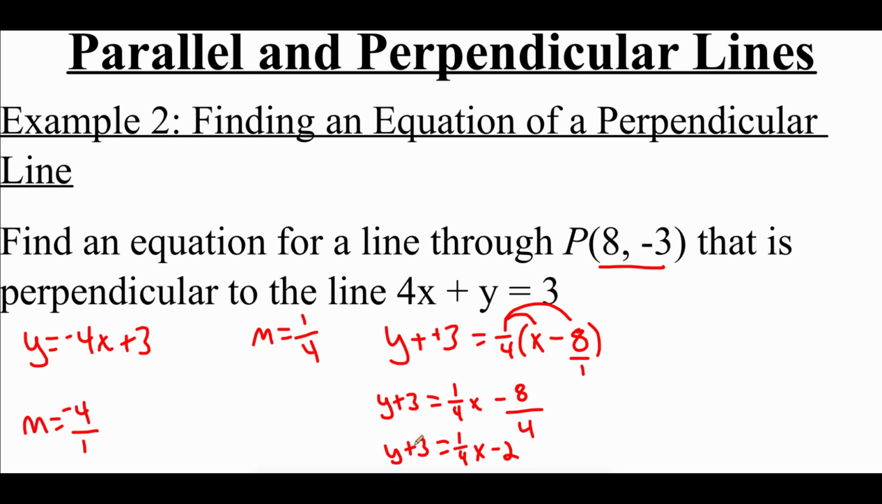Now to get rid of that plus 3, I need to subtract 3 from each side of my equation. So those will cancel out on the left-hand side, and we will be left with y equals 1/4 x minus 5 as our perpendicular equation.